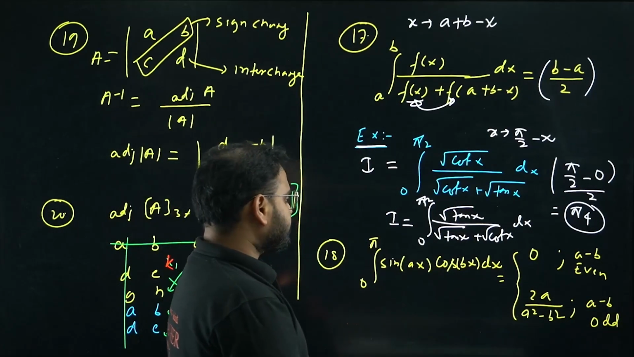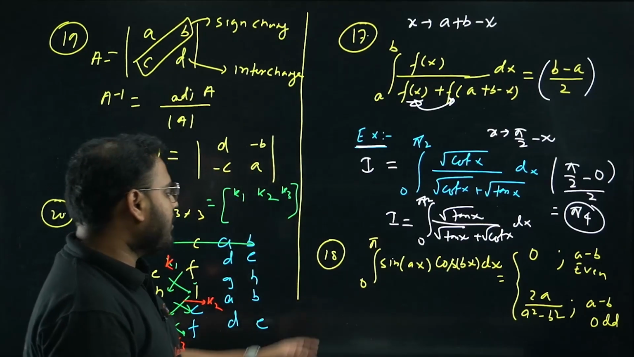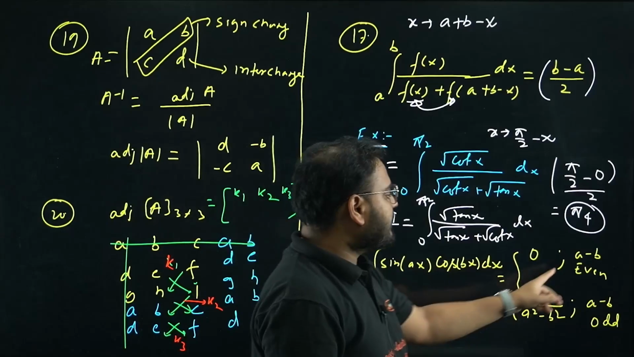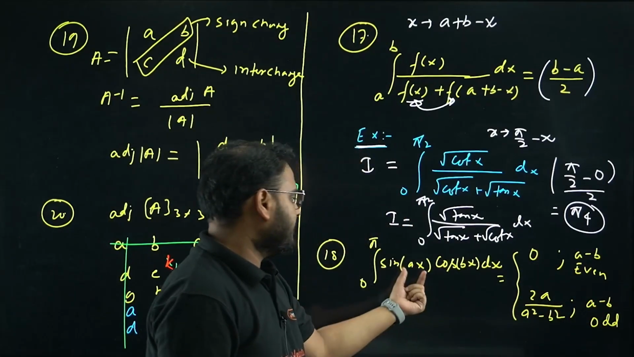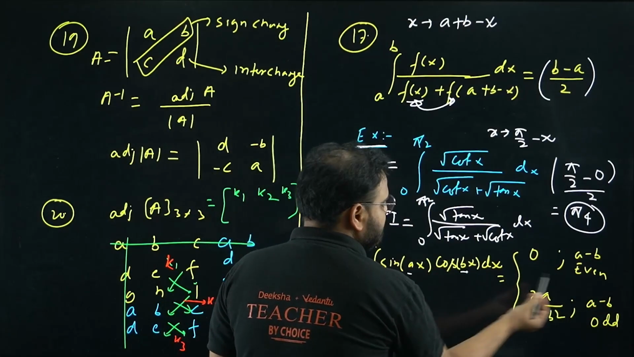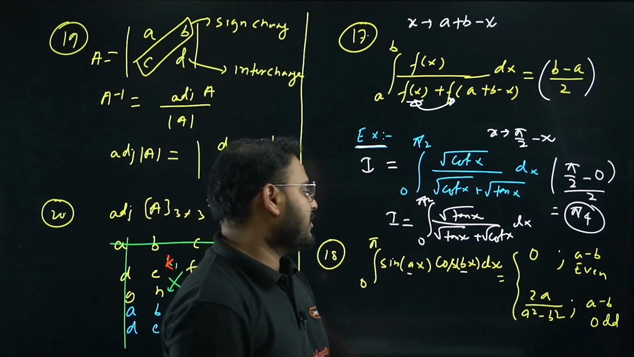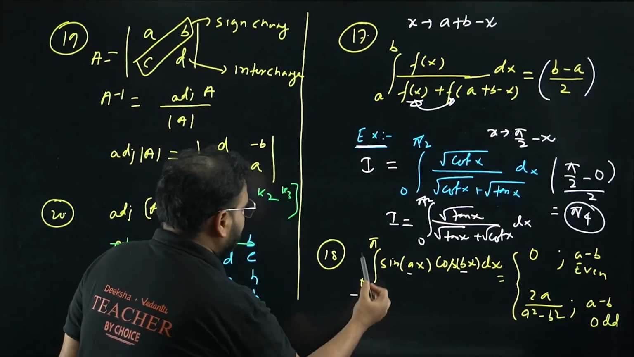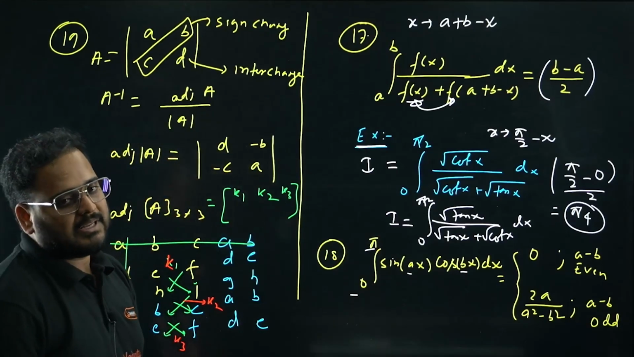Chaliye. Question number 18 now. If you have integration from 0 to pi of sin ax cos bx dx, the result will be 0 if a minus b is even. If this a minus b is even, the result will be 0. If it is odd, you will have 2a upon a square minus b square. Remember, the limit has to be 0 to pi. 0 to pi, sir. Is that clear?